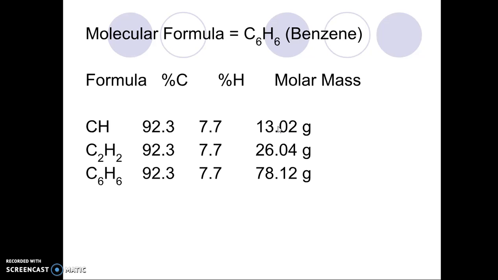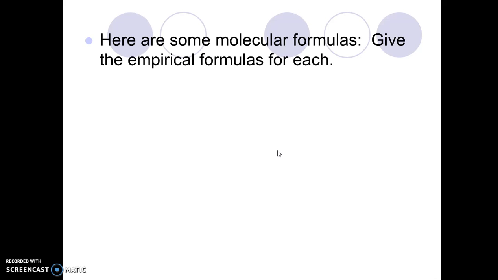So the empirical formula has the molar mass of 13.02. C2H2 has a molar mass essentially doubling that, but C6H6 has the molar mass of 78.12. So what makes them different compounds is they do have different molar masses. So here's some molecular formulas, and I want you to give me the empirical formulas for them.